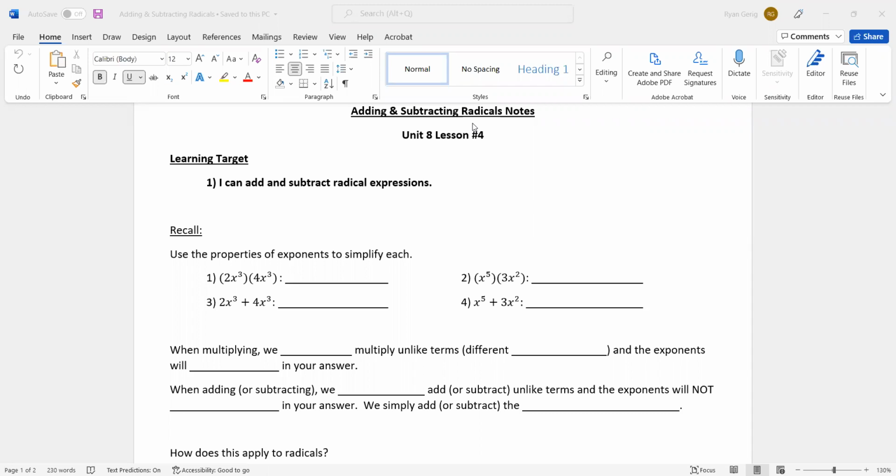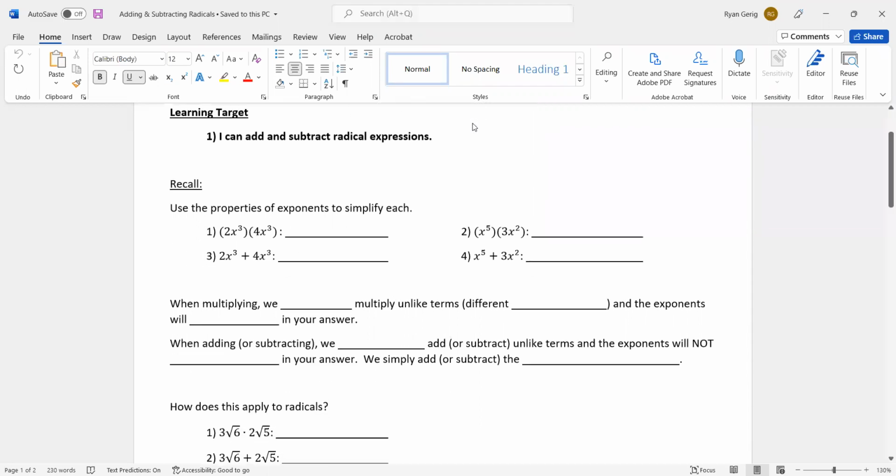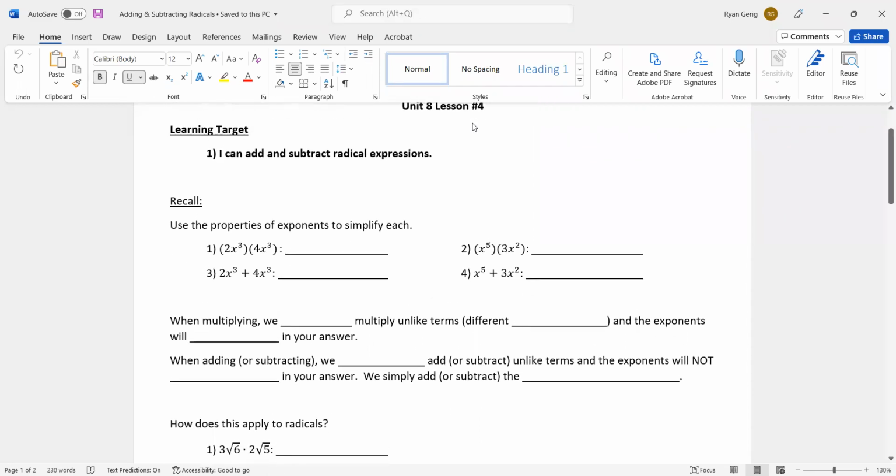So the first two questions up there are from unit 6. 2x to the third times 4x to the third was 8x to the sixth. x to the fifth times 3x squared was 3x to the seventh. The next two are from unit 7, which is polynomials. 2x to the third plus 4x to the third was 6x to the third. And x to the fifth plus 3x squared, I couldn't put those together. It just stayed x to the fifth plus 3x squared.